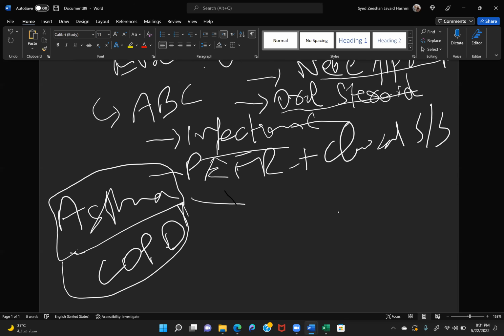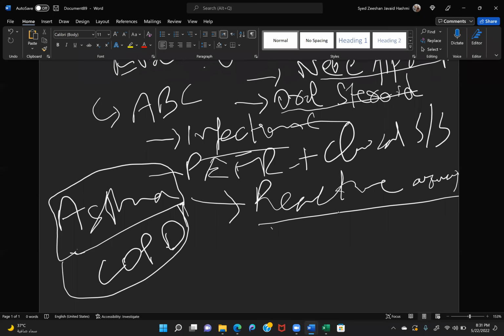This patient is having a reactive airway. Yes, this is a sensitive area. If you have a patient with reactive airway, you will be trying to avoid airway manipulation. Okay.